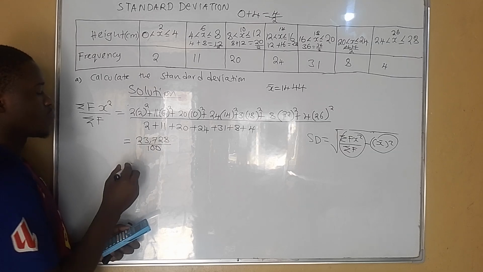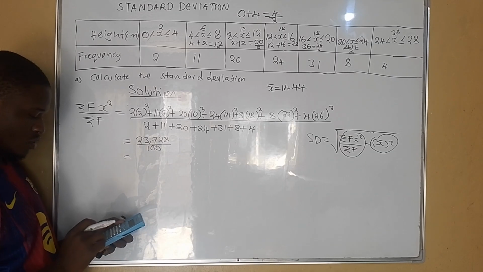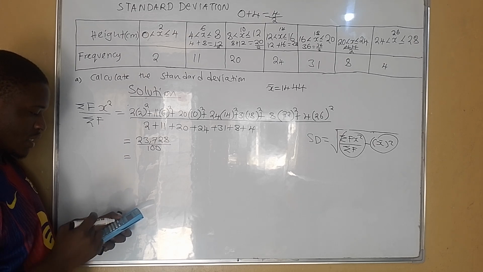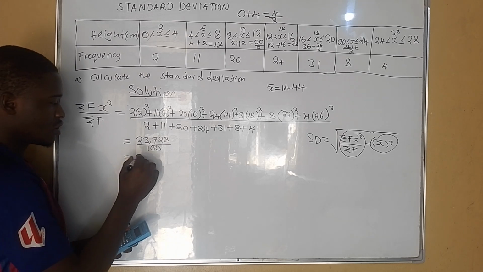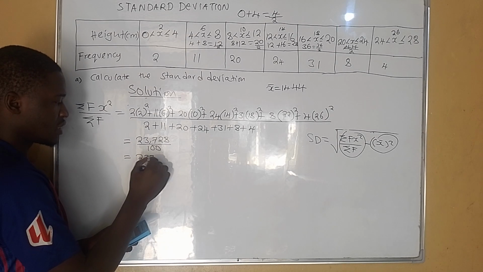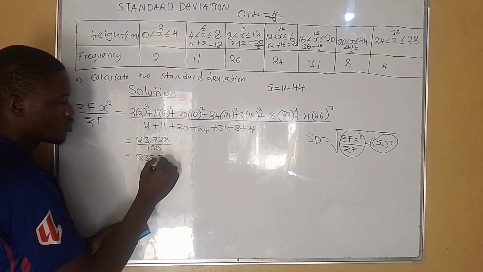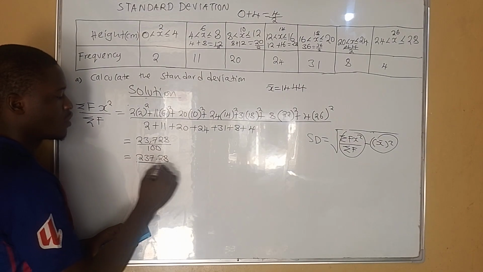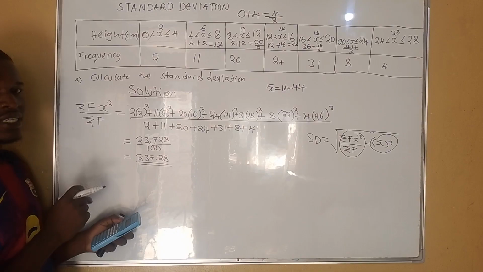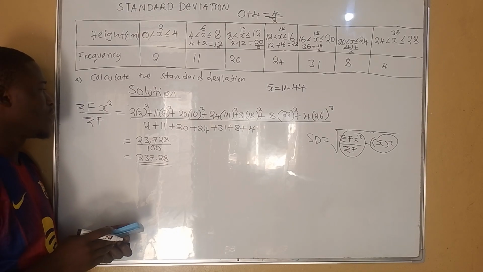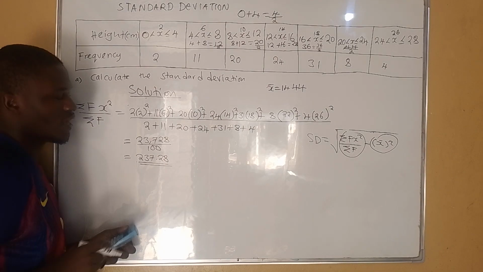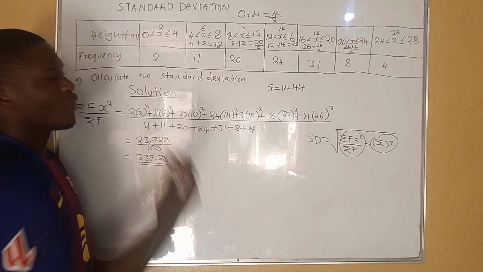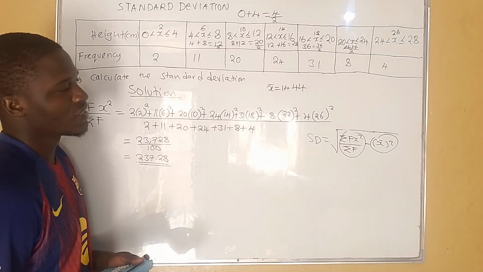Now the summation of f is what? 100. Okay, so if I divide this by 100, what do I get? I get 237.28. Okay, so this is the sum of f of x squared over sum of f. This is what we have here. So now we have everything that we need to calculate the standard deviation.